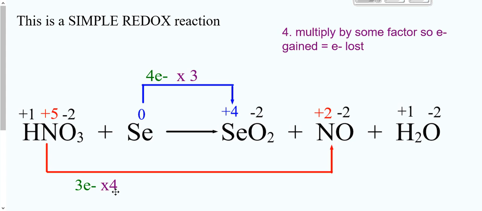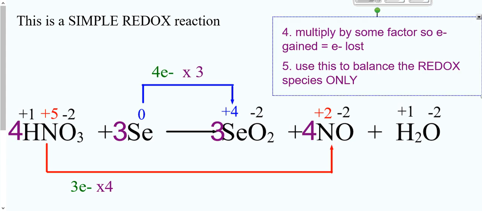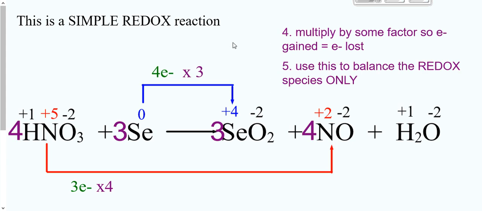But what does that 3 and 4 mean? Well, it means if one selenium was moving 4 electrons, then 3 of them would move a total of 12. If one nitrogen was moving 3 electrons, then 4 nitrogens would be moving a total of 12. I'm going to need 3 seleniums and 4 nitrogens to make sure that I have enough elements to gain and lose 12 electrons. So I've used these multipliers to balance just the redox species.